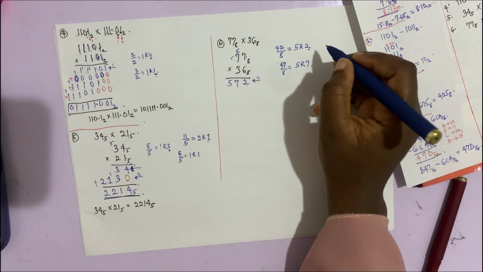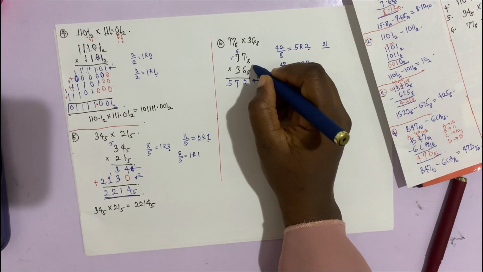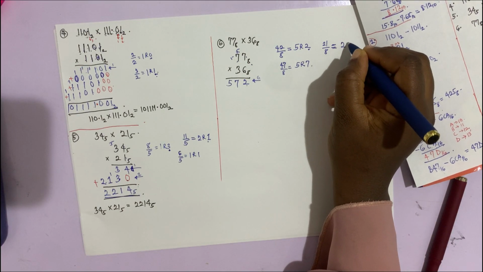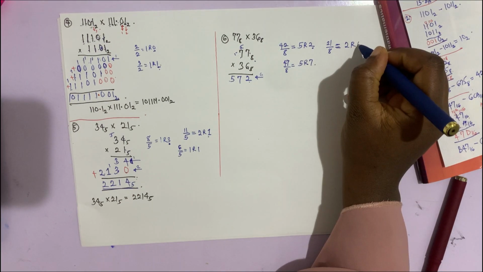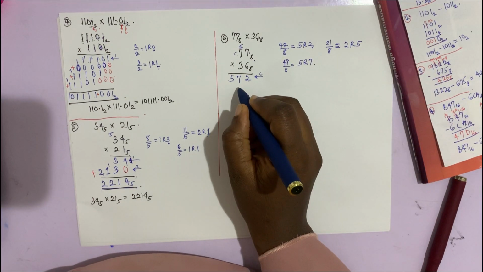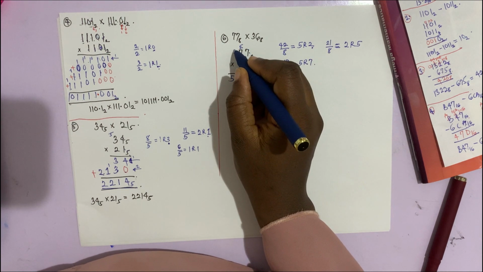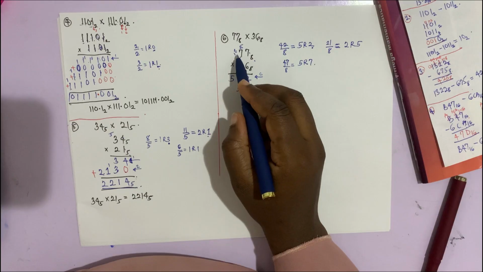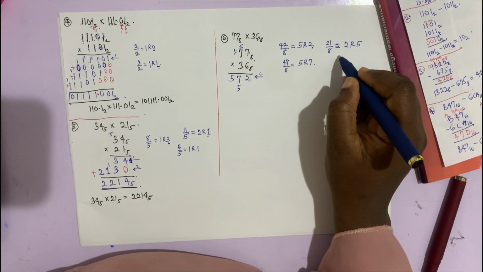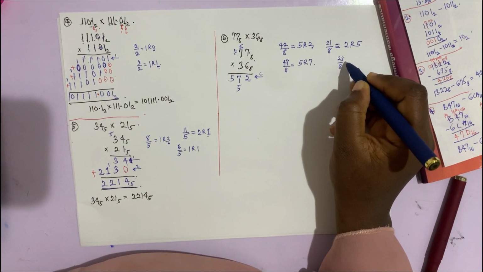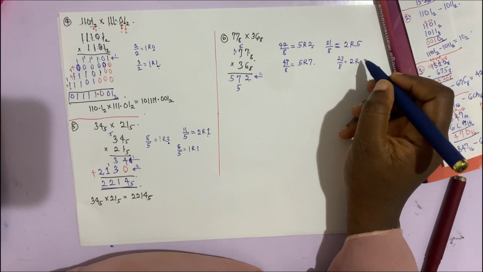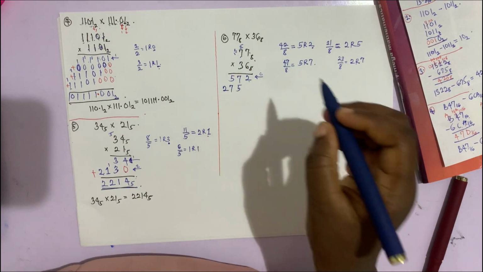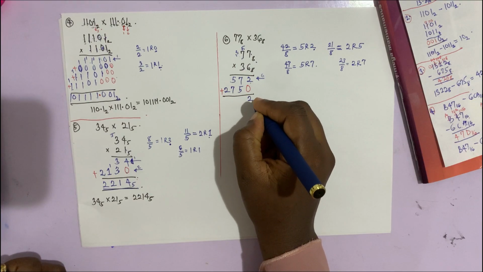3 times 7, 21. 21 is greater than the base 8. So we do 21 divided by 8, 2 remainder 5. So we write the remainder 5 and carry on the 2. Then 3 times 7, 21. 21 plus 2, 23. Divided by 8, that's 2 remainder 7. The remainder 7. Since there is nothing else to write, it is 2. 2 plus 0 is 2.